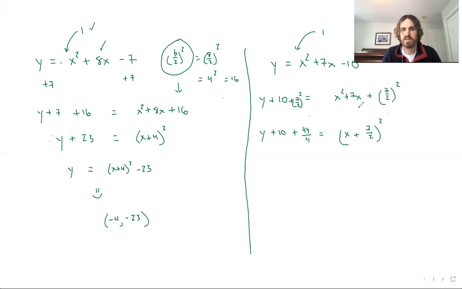I can jump straight to this because I know that if I've completed the square correctly, which I have by adding b over 2 squared to both sides, this should factor to x plus b over 2 all squared, right? This relationship is always the same. If I started with 7 as my b value, this should be 7 over 2. And I know that these two expressions are equal.